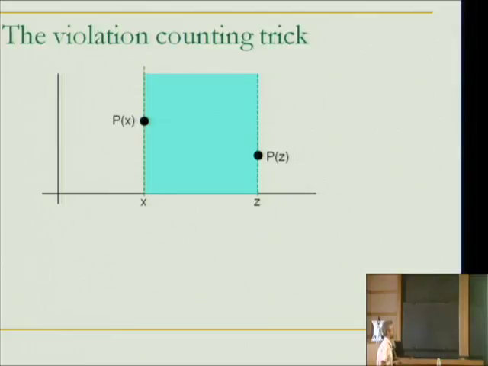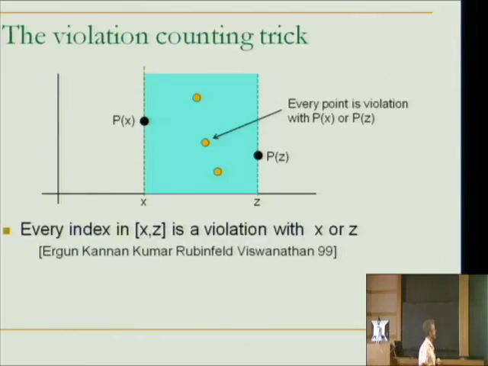There's a trick that goes back to a paper of Ergun, Kannan, Kumar, Rubinfeld, and Viswanathan, which is an easy trick, but very nice. If you have a violation, and you look between the two points, then every point in between them has to be in violation with one or the other. Which means that if you look in this interval, either P of X is in violation with half the points in the interval, or P of Z is in violation with at least half the points in the interval. That looks really nice because that's the kind of thing we can do statistics on. We can do sampling on.